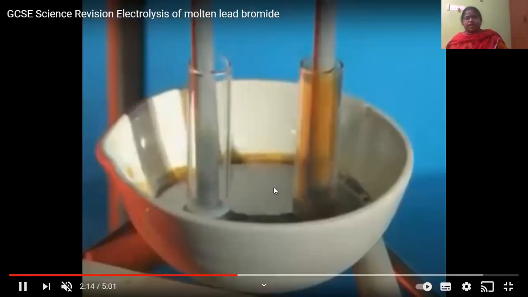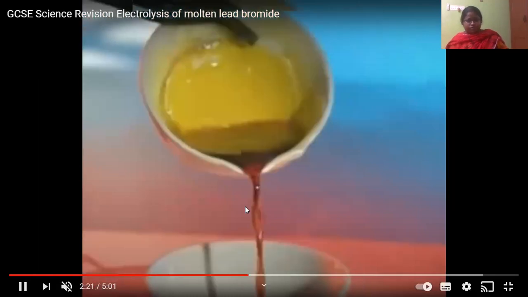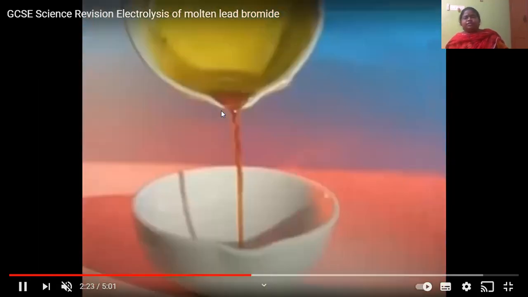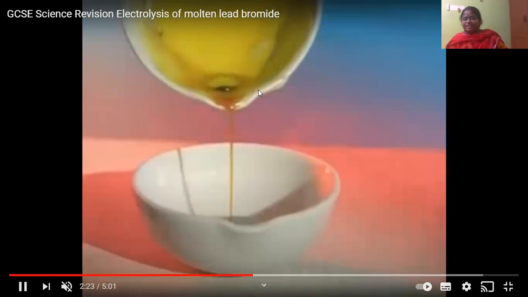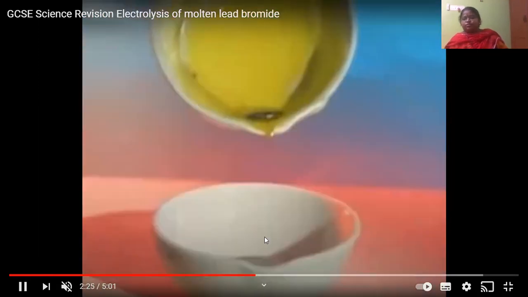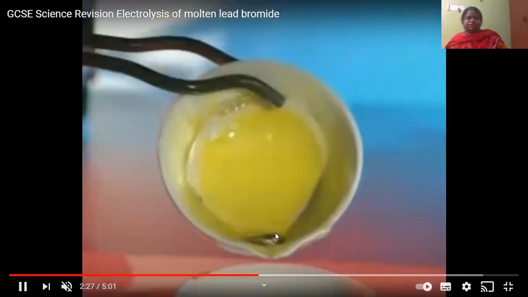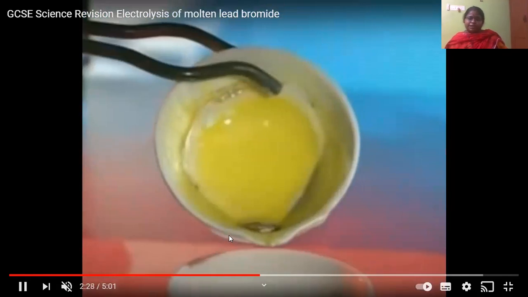In this, you have to learn the terms, children: anode, cathode, cation, anion, electrode, electrolysis. So those terms you have to learn. Final product. See, this is molten lead. Yes. Now finally we get lead and bromine.